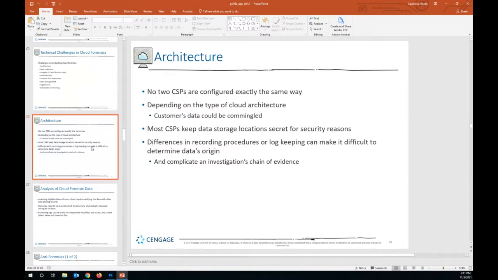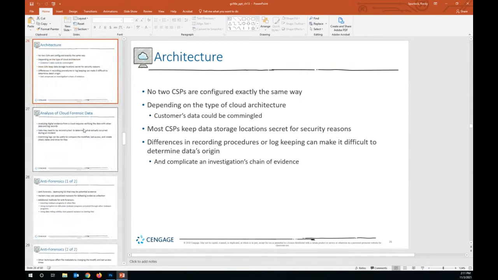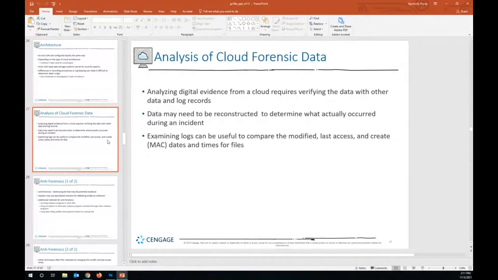No two CSPs are configured in the exact same way. And depending on the type of cloud architecture, customers' data might be commingled, and that can make it more difficult to sort through the data to determine what is relevant to the case. There are also differences in recording procedures or log keeping, and that can also make it difficult to determine a data's origin, and it can complicate an investigation's chain of evidence. So architecture and log keeping can become a hindrance to your investigation.